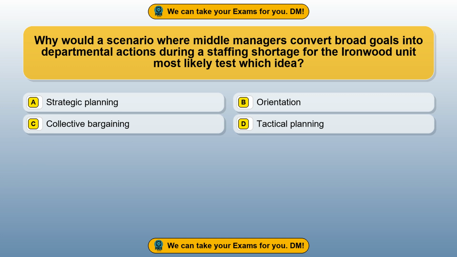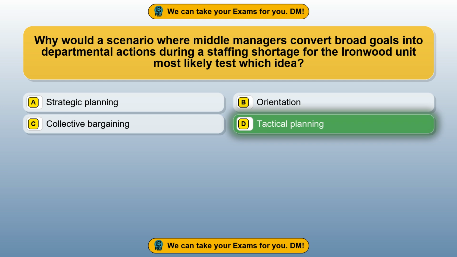Question 41. Why would a scenario where middle managers convert broad goals into departmental actions during a staffing shortage for the ironwood unit most likely test which idea? Option A, strategic planning. Option B, orientation. Option C, collective bargaining. Option D, tactical planning. The correct answer is option D, tactical planning.